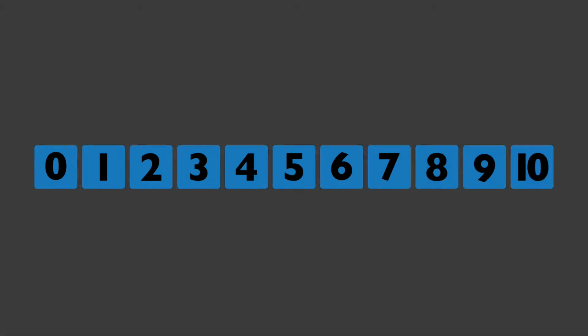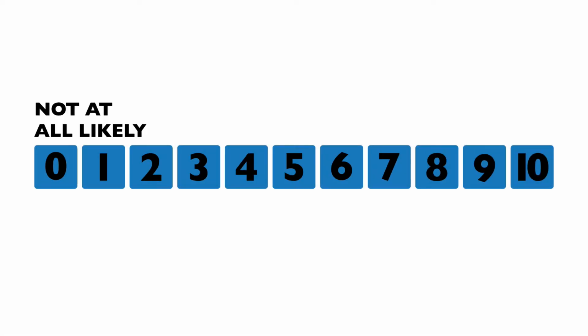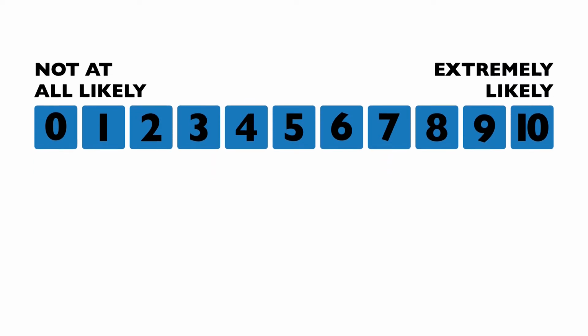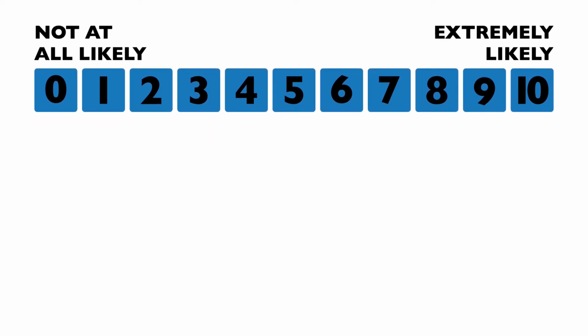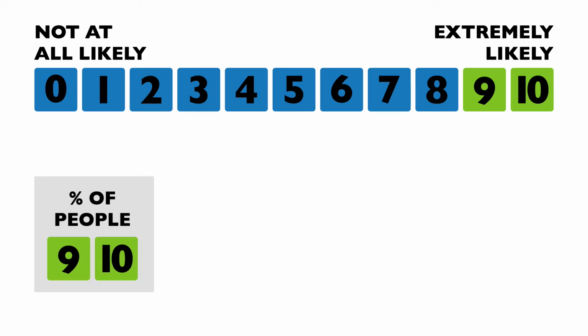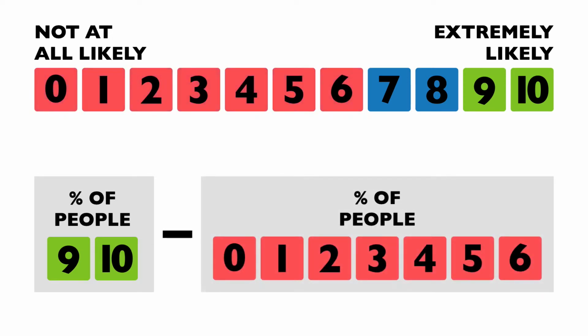Answers to the questions fall on a scale of 0 to 10, where 0 means you're not at all likely to recommend, and 10 means you're extremely likely to recommend. You calculate your Net Promoter Score simply by taking the percentage of people who scored you either 9 or 10, which are called your promoters, and subtracting the percentage of people who scored you 6 or below, which are called your detractors. And there you have it, the one score you'll ever need.